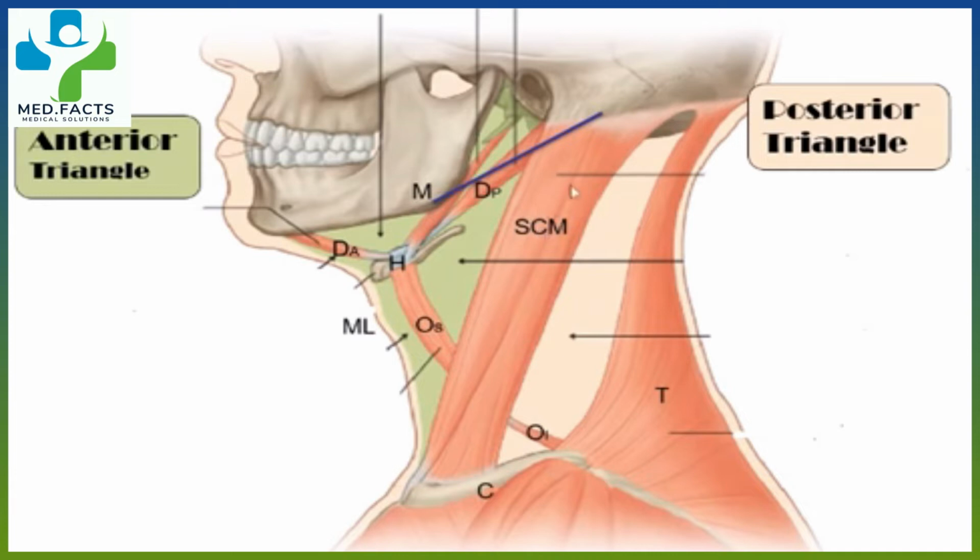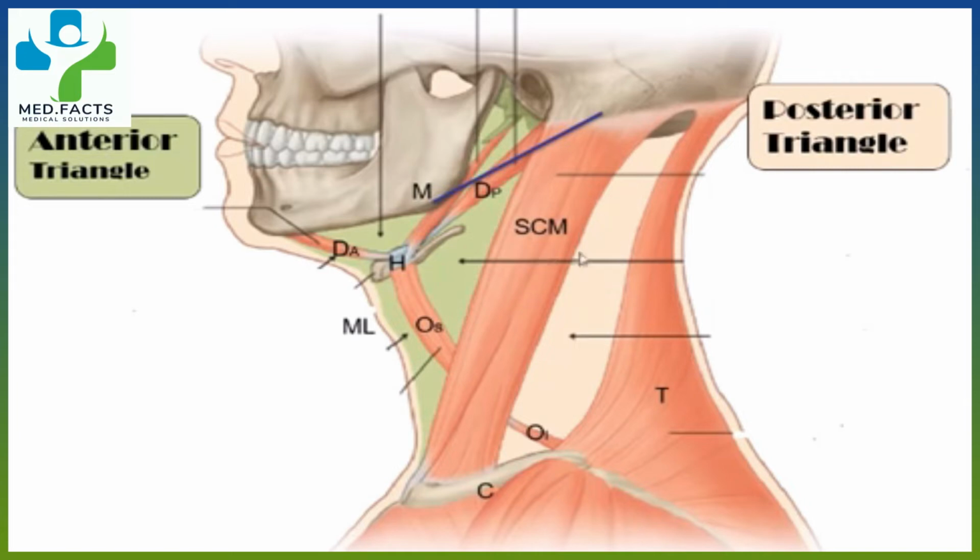This is the sternocleidomastoid muscle. This is the big muscle which is called the sternocleidomastoid muscle. It begins from the sternum and the clavicle and gets inserted to the mastoid process. So this is called the sternocleidomastoid, SCM. This muscle will divide one side of the neck into an anterior triangle, which is in front of this, and a posterior triangle, which is behind that.